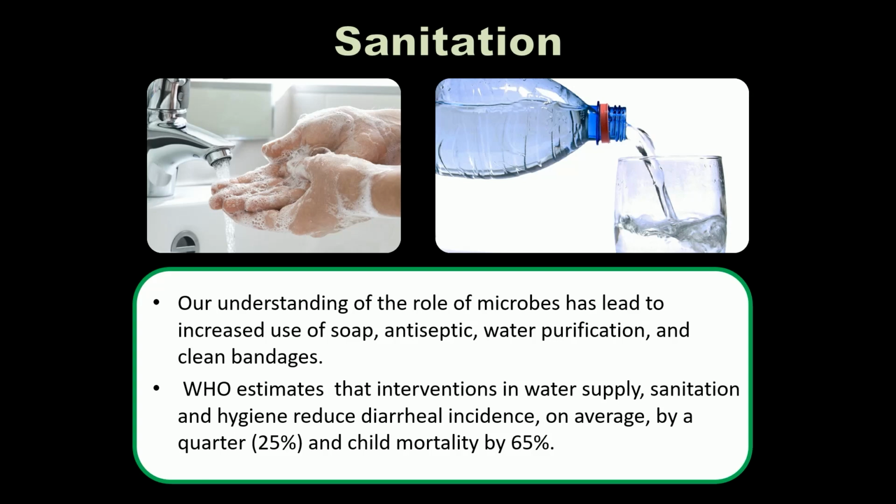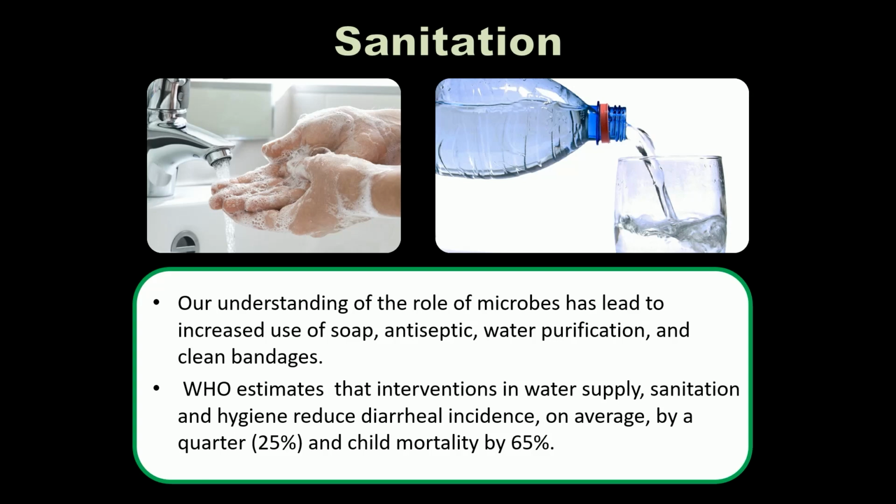The World Health Organization estimates that interventions in water supply, sanitation, and hygiene reduced diarrheal incidence on average by a quarter, 25%, and child mortality by 65%, because in a lot of places, problems of water sanitation and hygiene and these kinds of concerns that we often think about as almost being solved problems, they are still one of the main factors that lead to childhood mortality or adult mortality in some cases.